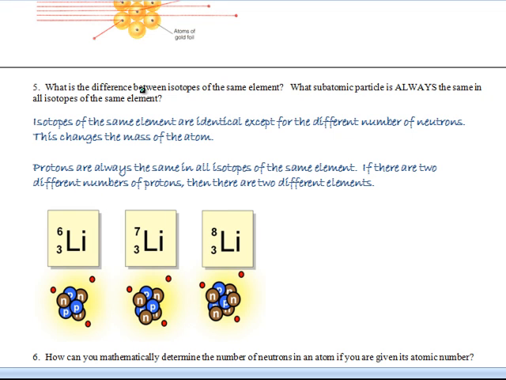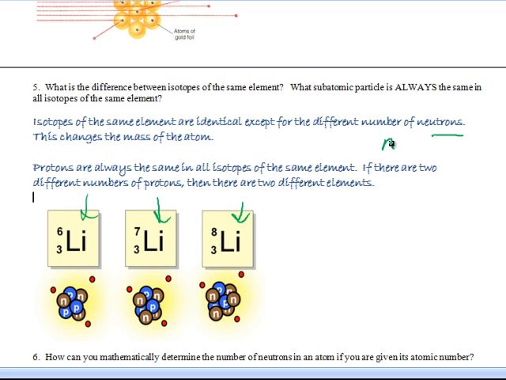Okay, number 5 here says, what's the difference between isotopes of the same element and what subatomic particle is always the same in all isotopes of the same element? Now, first of all, you need to know what isotopes are. Isotopes are identical, same element. So, for instance, lithium, lithium, lithium. They're all the same element, but they have different number of neutrons.